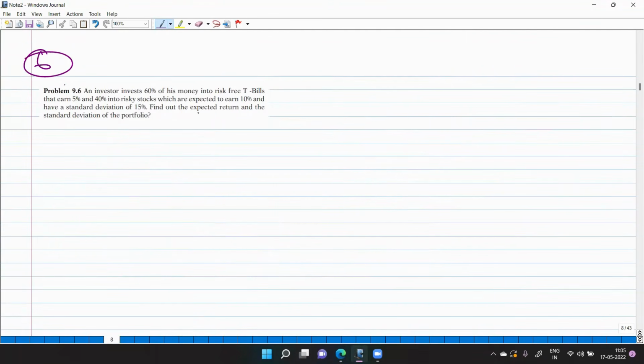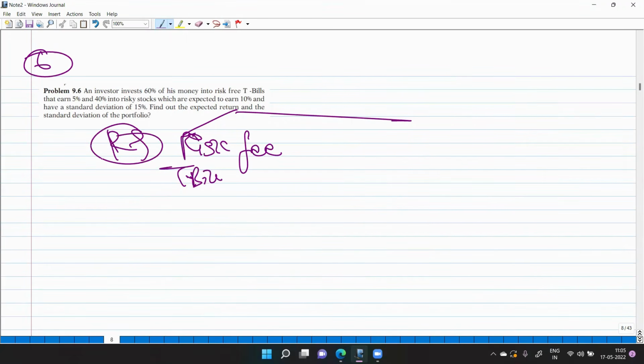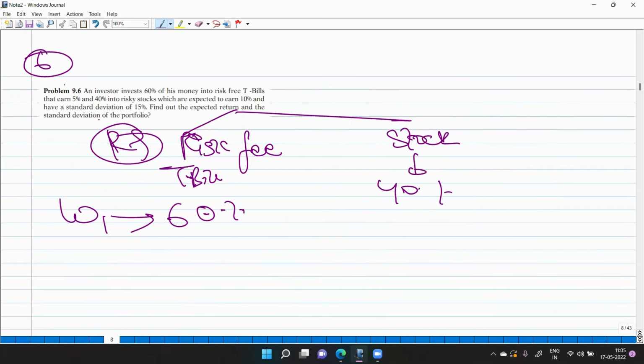An investor has 60% of money in risk-free T-bills. These are your risk-free investment. He has invested 60%. These are the weights. Okay, तो जो बाकी का स्टॉक्स है उसमें कितना पैसा इन्वेस्ट किया है? 40%. ठीक है, 40% इंटू रिस्की स्टॉक्स.